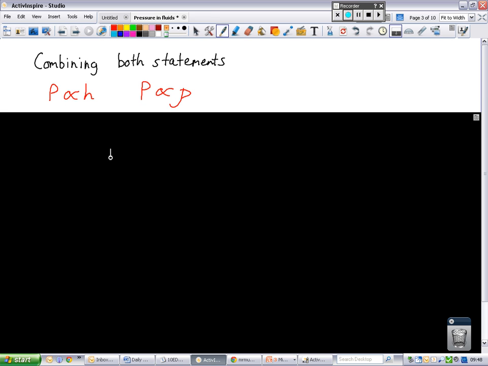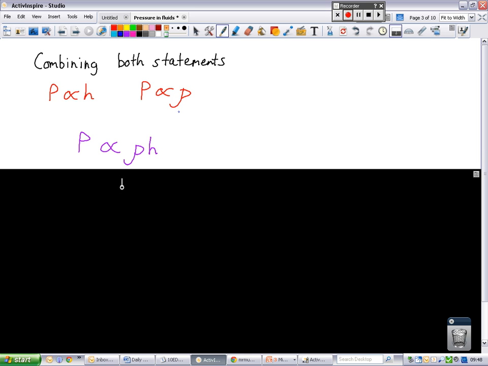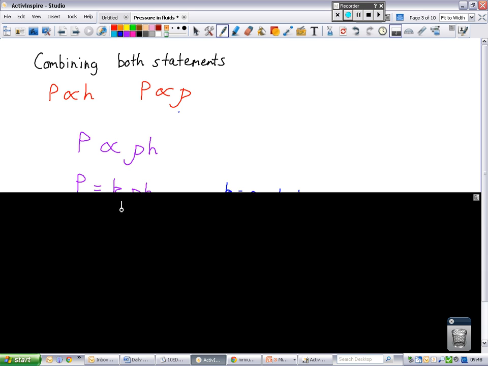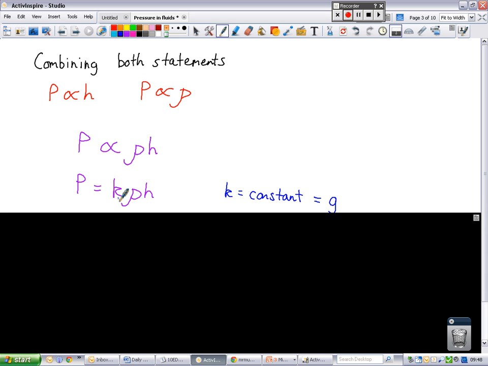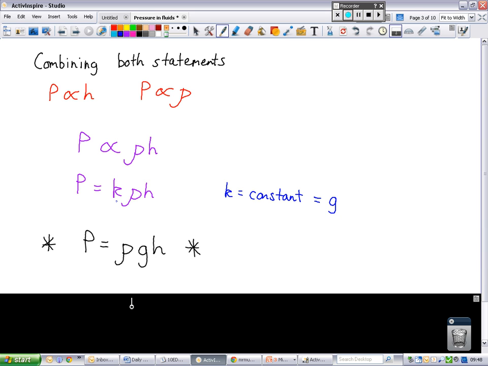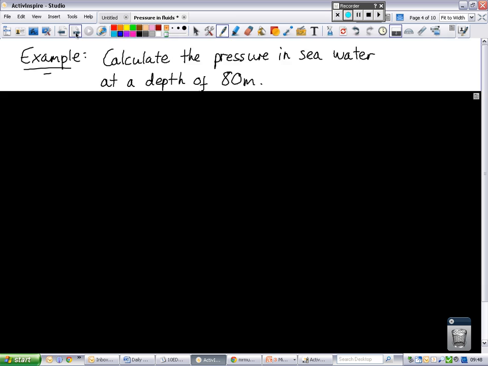So we combine both of those statements, our direct proportion of P to H, which is depth, and our direct proportion of P to density, which is rho, and we put them into that term there. So pressure is directly proportional to density multiplied by depth. There therefore must also be a constant. The constant K we decided was gravity, G, the gravitational field strength, because that's always there. So that's really our third quantity that the pressure depends upon. That gives us our equation for pressure in a fluid, which is pressure equals rho G H, density times G times depth.